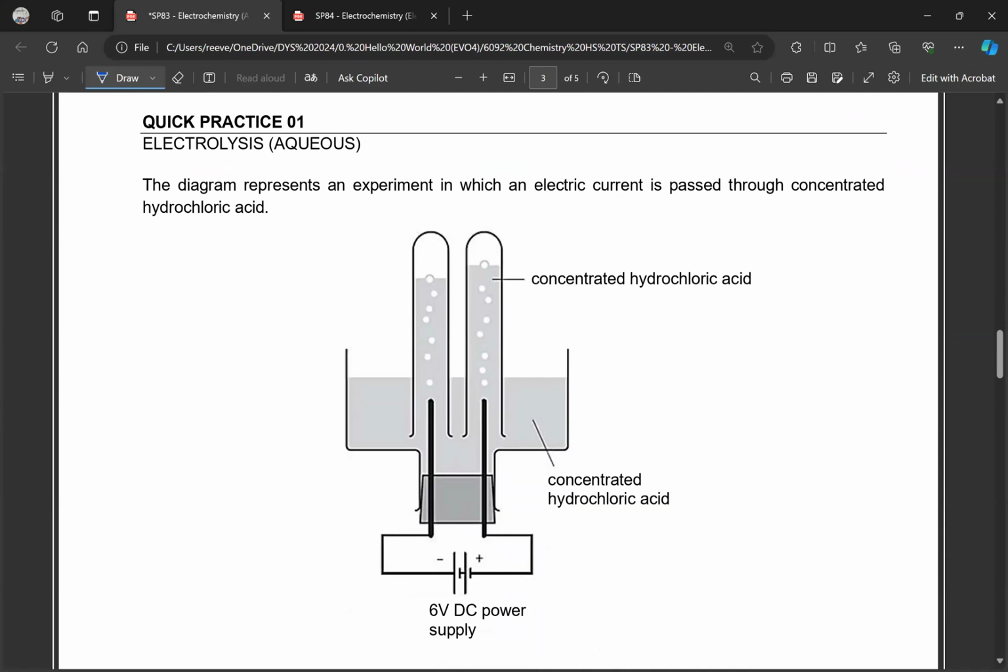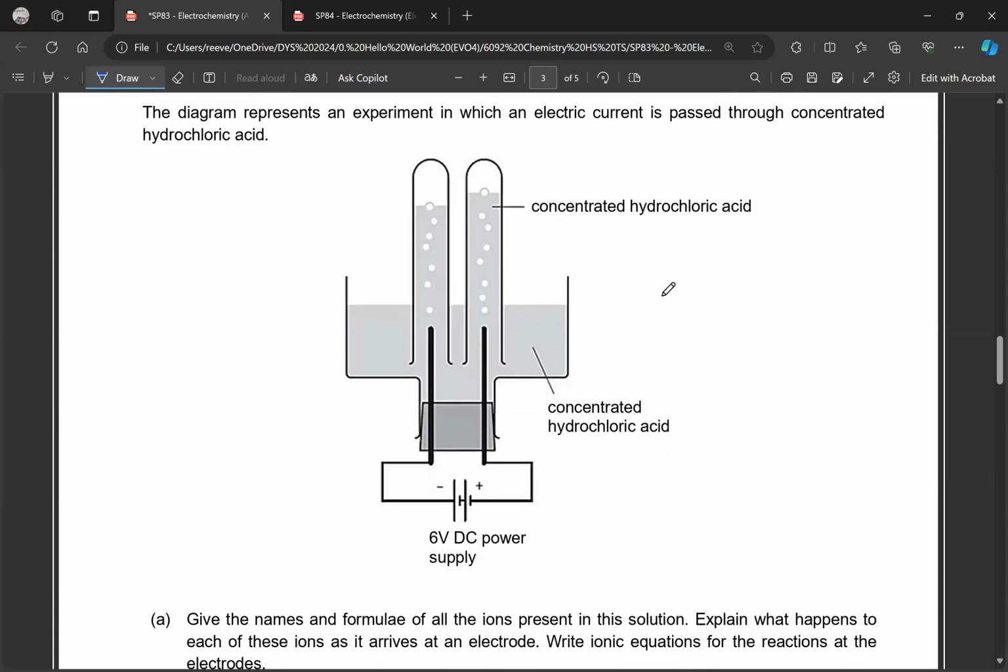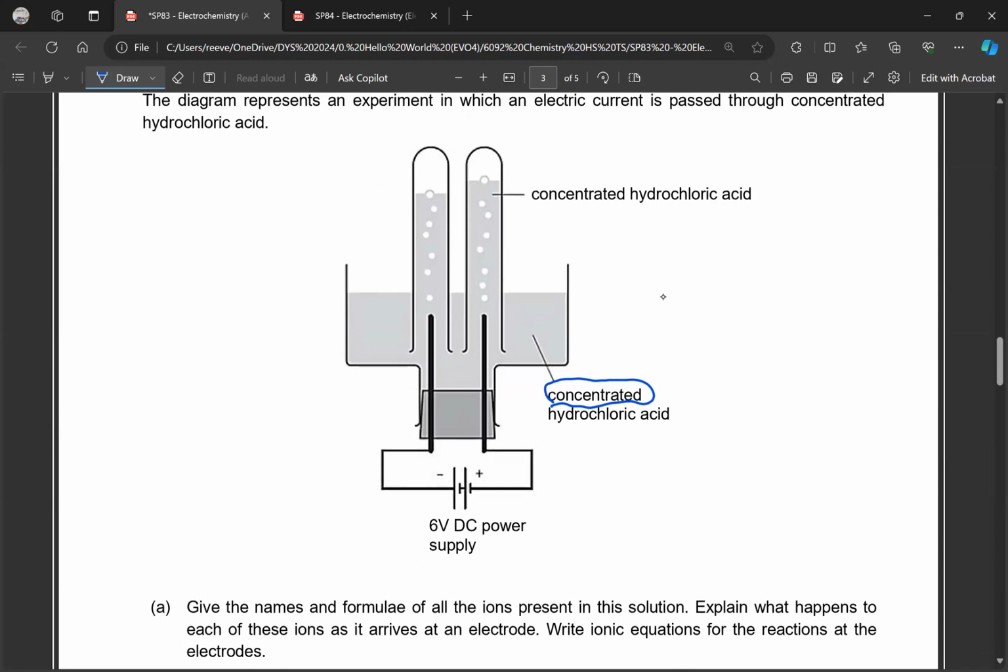This is an aqueous solution, obviously, because the definition of an acid is a substance that dissolves in water to ionize and give H plus ions. So acid is an aqueous solution. Now I put acid and I tell you it's concentrated acid, so the concentration effect will come into play. And we are trying to use electricity to electrolyze this.